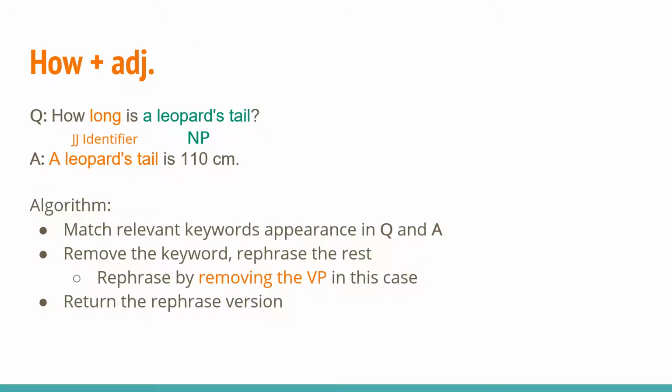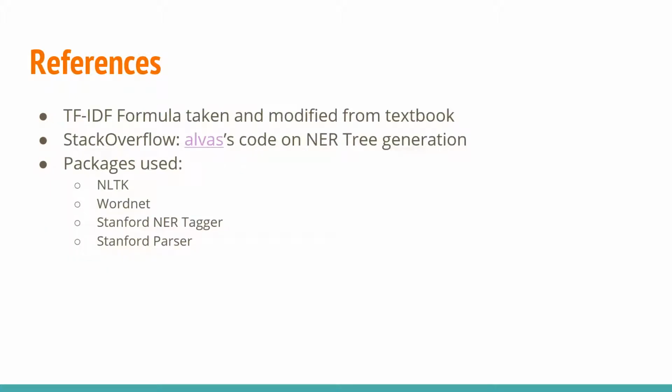For the last type of question answering, our algorithm matches relevant keywords, removes the keywords, and rephrases the rest of the answer sentence. We do so by stripping off stop words in the front or end of the half sentence and some handwritten rules for edge cases. This is our description for the entire question answering framework. Thank you for listening.